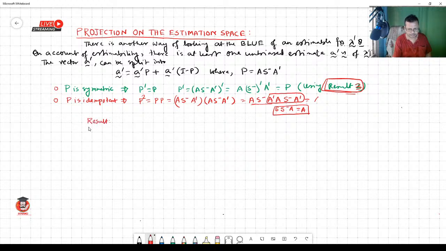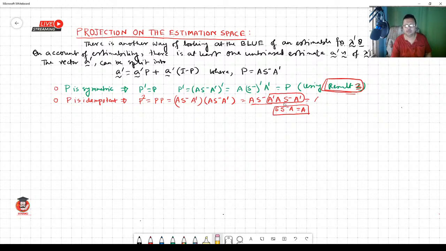Result H means what? H means A prime A, G inverse A prime A. Okay. Oh, Vishwanath says result 3. Okay. So this is result 3.